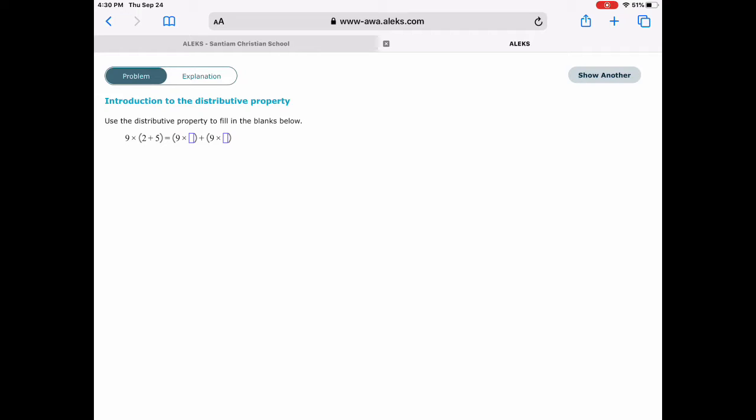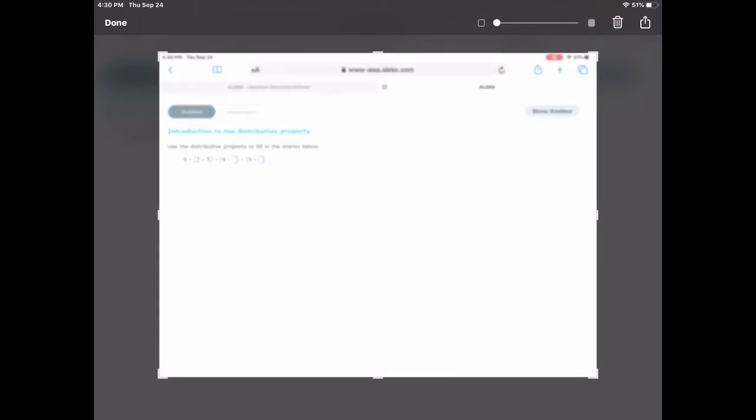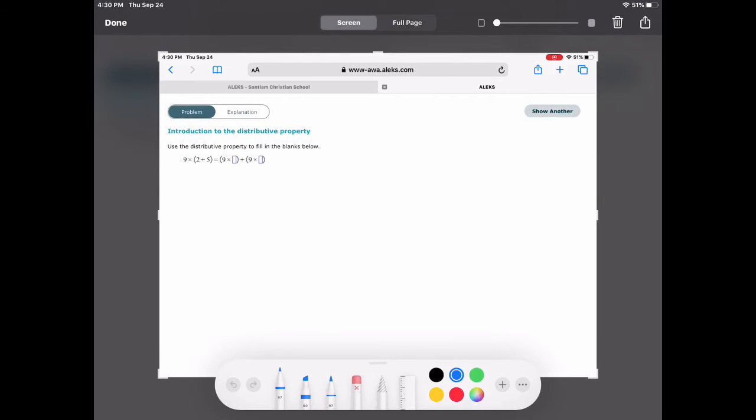So all we're doing here is showing that we understand what the distributive property is. We talked about this just a little bit in the last lesson. If I have 9 times 2 plus 5, and I want to do this without doing the 2 plus 5 in the parentheses first, I have to do 9 times the 2 and 9 times 5. So all this is doing is asking me to type this out. 9 times 2 plus 9 times 5. And notice we get the same answer.